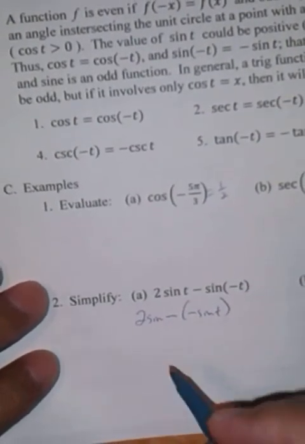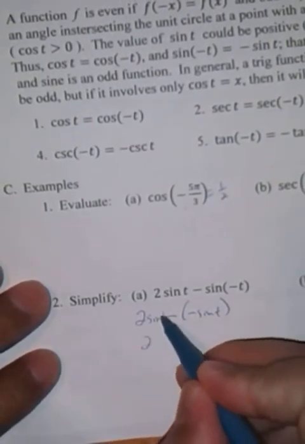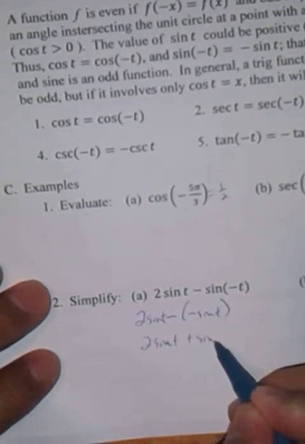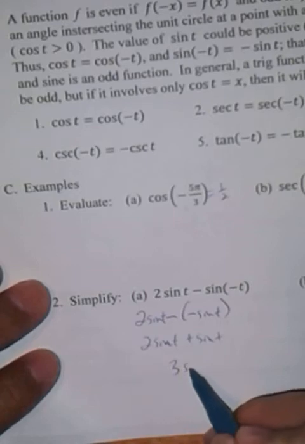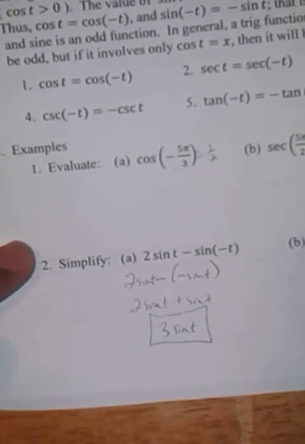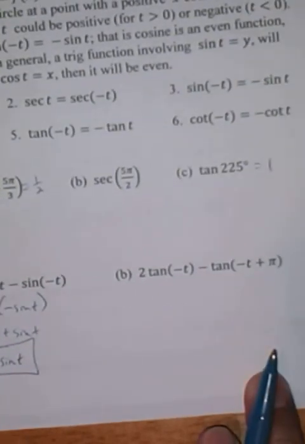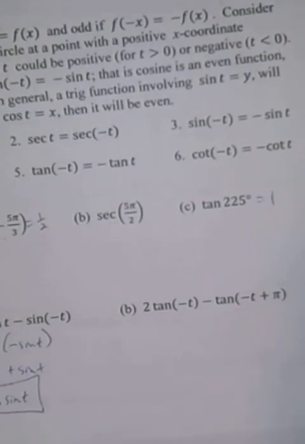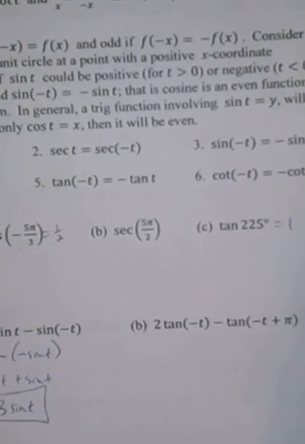2 sine t minus negative sine t is the same as 2 sine t plus sine t, and that'll be 3 sine of t. Okay? All right. We'll leave the rest for class. And again, if you want to look them over before you get to class, I think that might be a good idea. All right, I'm going to stop here. This is the end of part 2 and the end of section 5.4.